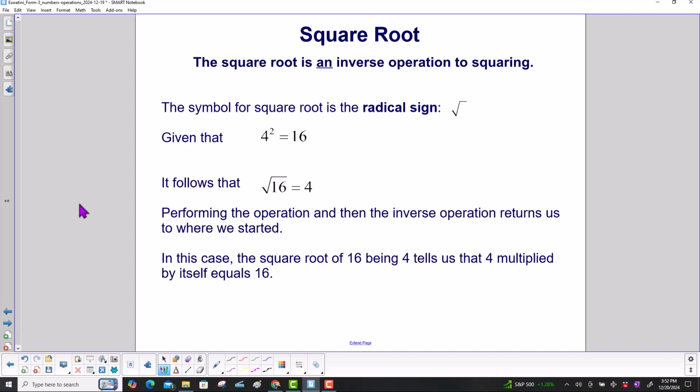And once again, the symbol for the square root is the radical sign. So if you're given that 4 squared is equal to 16, it follows that the square root of 16 is equal to 4. Performing the operation and then the inverse operation returns us to where we started. In this case, the square root of 16 being 4 tells us that 4 multiplied by itself equals 16.